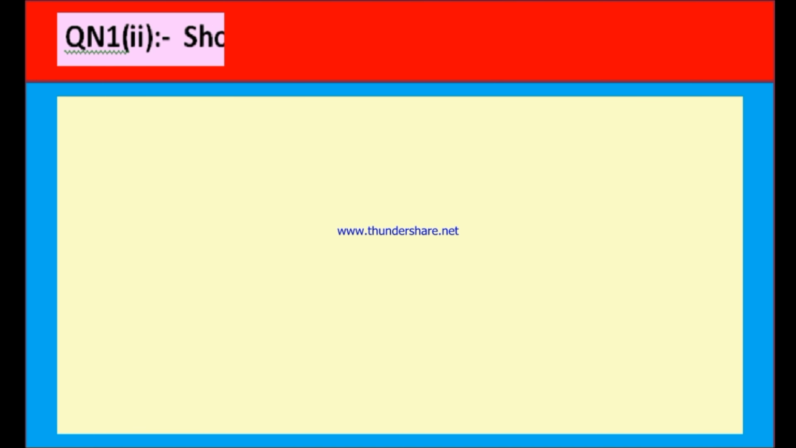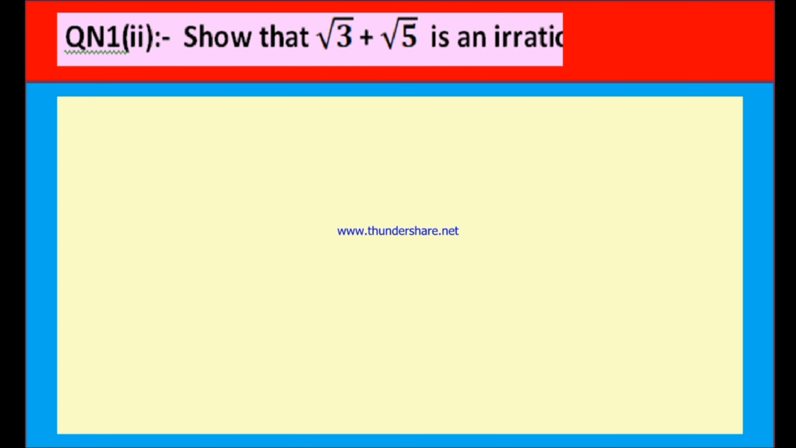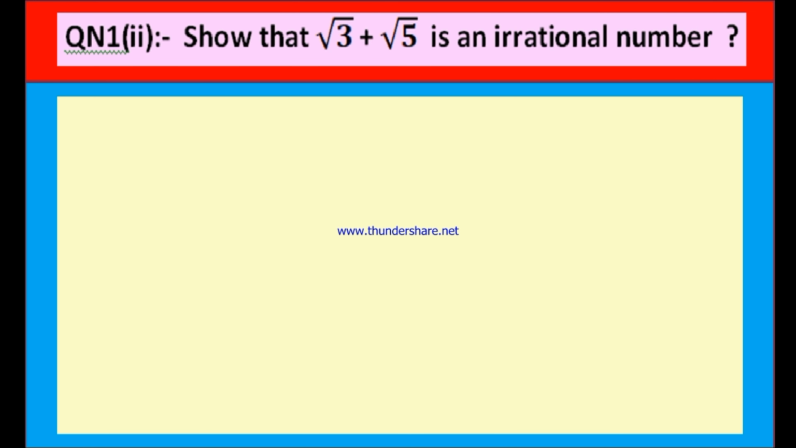Look at the second bit now. Question number 1 and second bit. Show that root 3 plus root 5 is an irrational number.